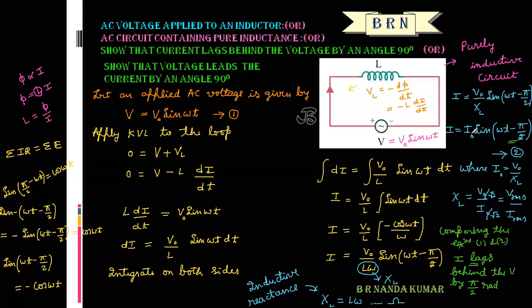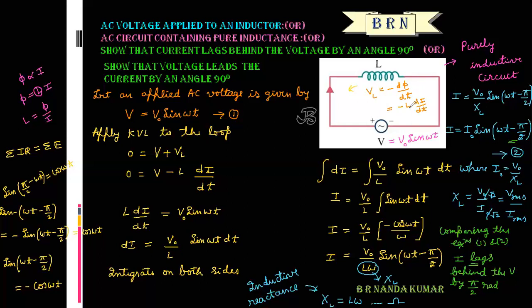In a purely resistive circuit, the instantaneous current flowing through the resistor is I equal to I naught sine omega t. So there is no phase difference between current and voltage in a purely resistive circuit. But here there is a phase difference between the current and voltage that is exactly equal to pi by 2 radian in a purely inductive circuit. What is the meaning of purely inductive circuit? AC voltage applied to a circuit containing only an inductor is called a purely inductive circuit.